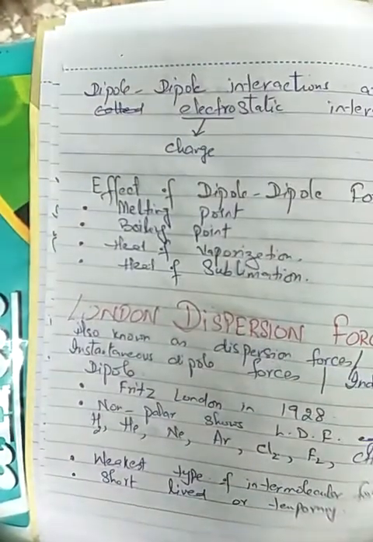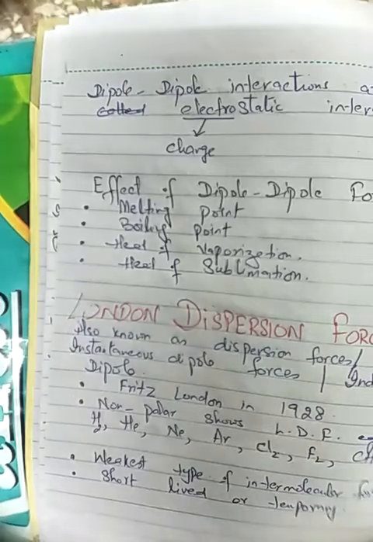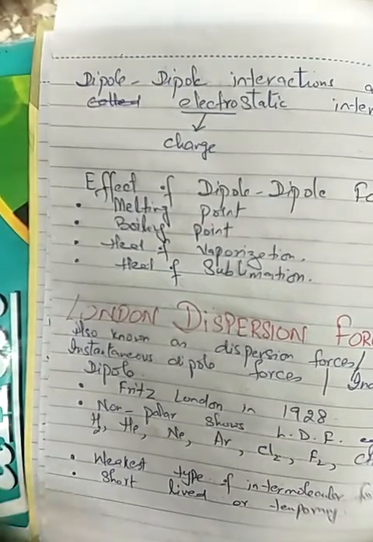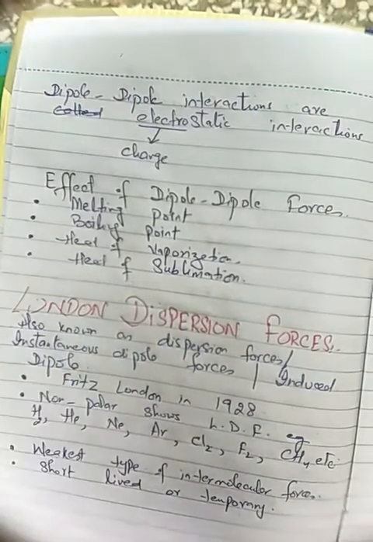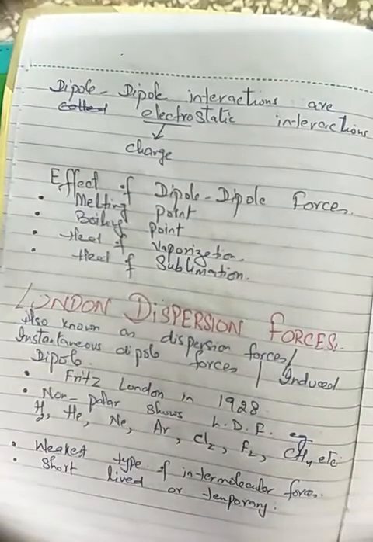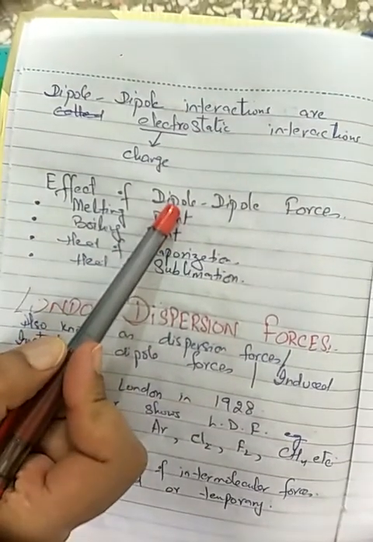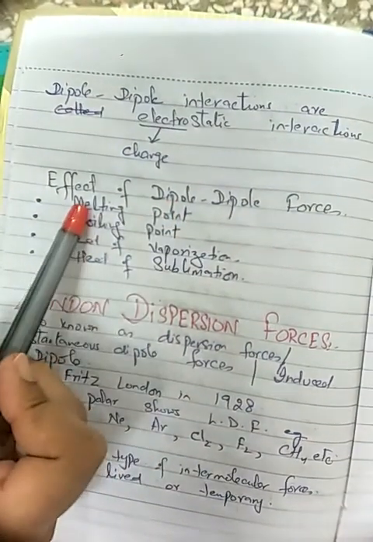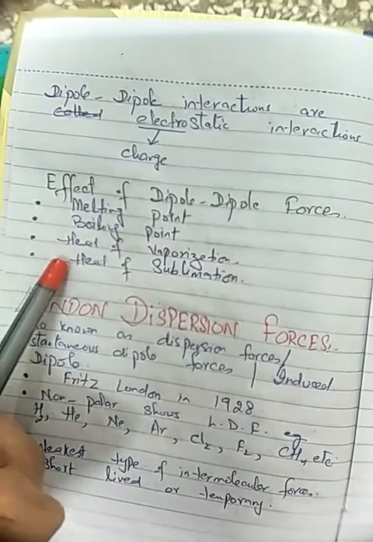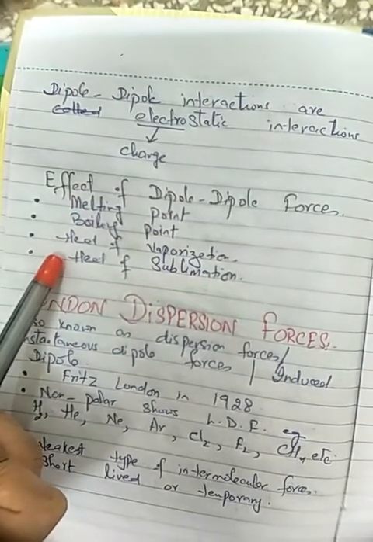Now, how do these dipole-dipole forces affect the properties of the molecules? These dipole-dipole forces affect the thermodynamic parameters of the molecules. If these forces are much stronger, then they will increase the melting point, boiling point, heat of vaporization and heat of sublimation of that molecule.